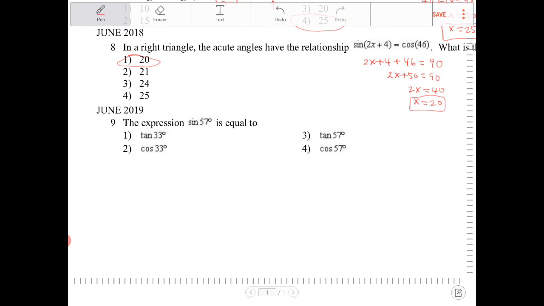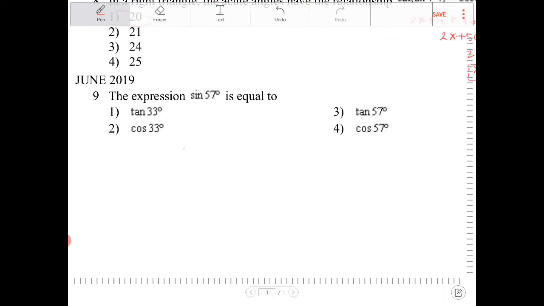June 2019, the expression sine of 57 is equal to. So, sorry, not tangent, where am I getting tangent from? That's sine. So sine of 57 should be equivalent to cosine of what angle? Again, that angle has to be complementary, right? So 57 plus that should equal 90. That should equal 33. So cosine of 33, in other words, and that would be option 2.